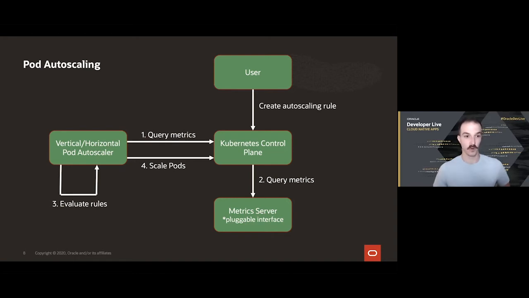Both of these autoscalers work by starting out with the user creating an autoscaling rule. Then the vertical or horizontal pod autoscaler use these rules and then query metrics from the Kubernetes control plane. The Kubernetes control plane is a highly extensible piece of software. And one of those extensions is actually the metric server, which is a pluggable interface in Kubernetes. Kubernetes provides a default implementation that you can install, and that implementation provides you with CPU and memory-based autoscaling.